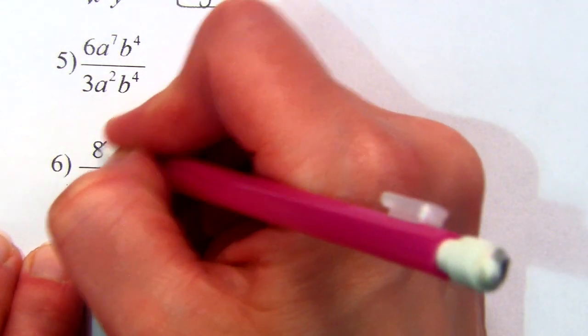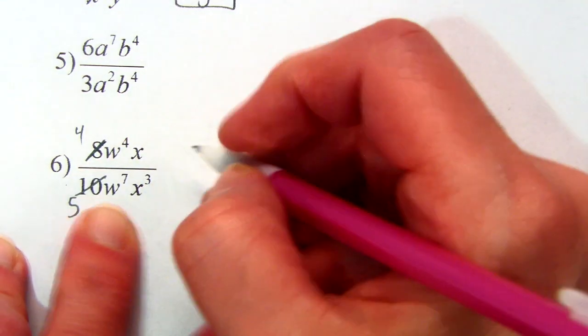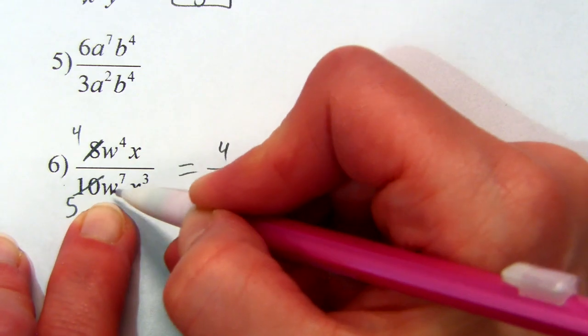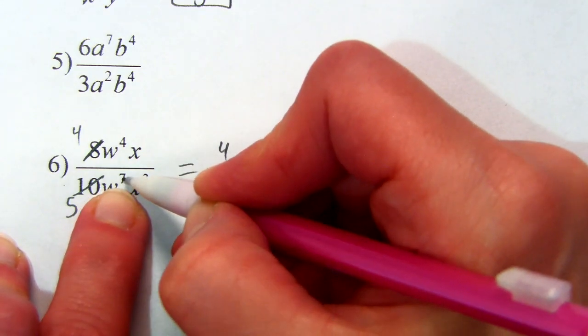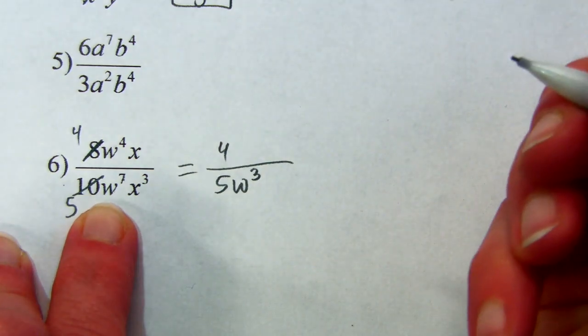8 over 10, if I divide by 2, it's going to give me 4 over 5. So I know I'm going to have 4 on the top, 5 on the bottom. And then I've got w to the seventh down here. 7 minus 4 is 3. So I'm going to have w to the third in the bottom.